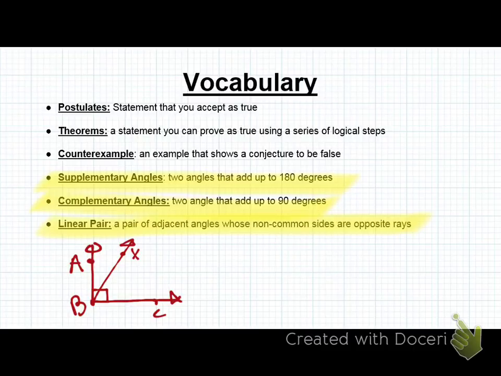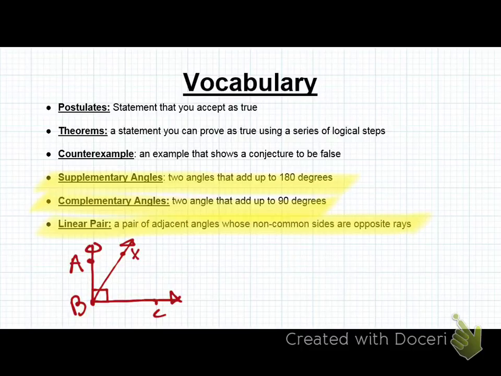Would you all agree that if this whole thing is 90, and you take angle ABX and add angle XBC, it's 90 degrees altogether? These angles ABX and XBC are complementary, meaning they add up to how many degrees? 90. Does that make sense? Complementary angles. Okay, tell your group what complementary angles are. Ready, set, go. 7 seconds. Two angles that add up to 90 degrees. Yes. Okay, cool.